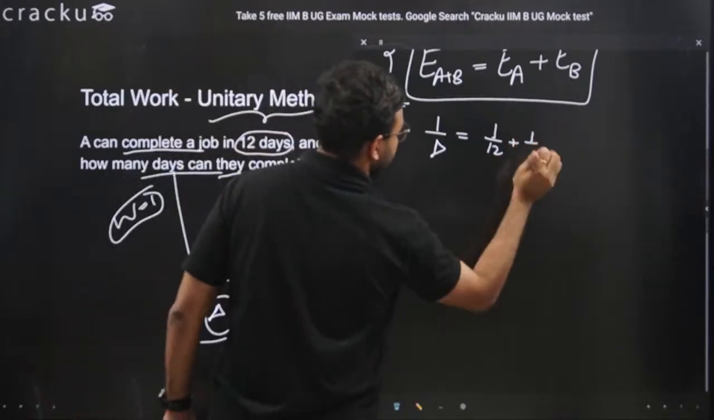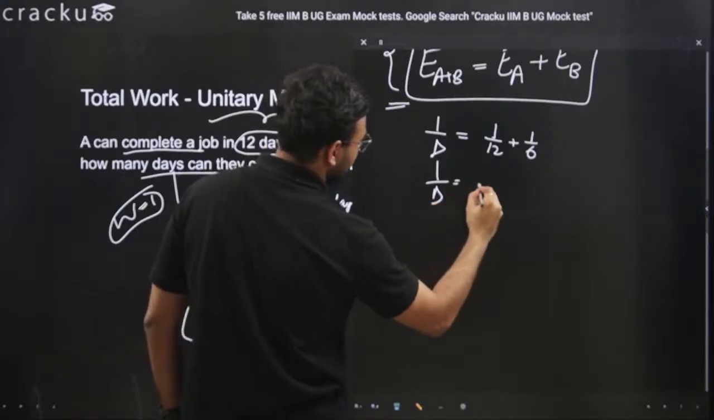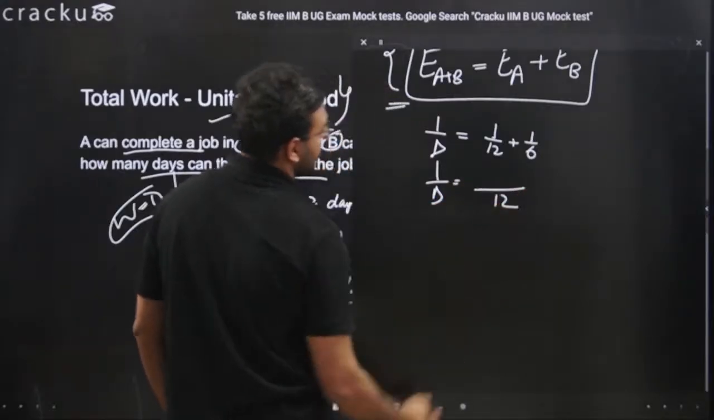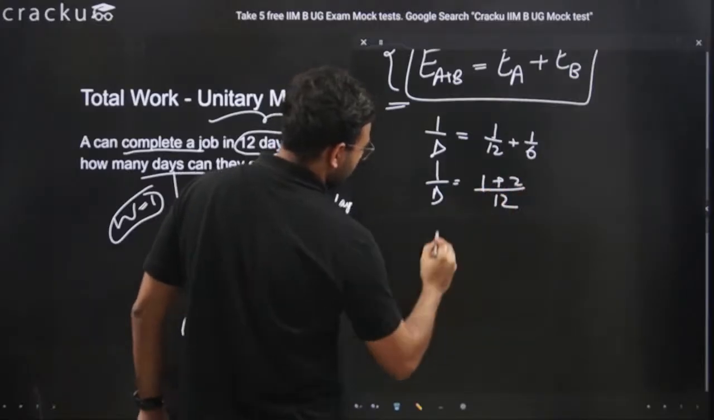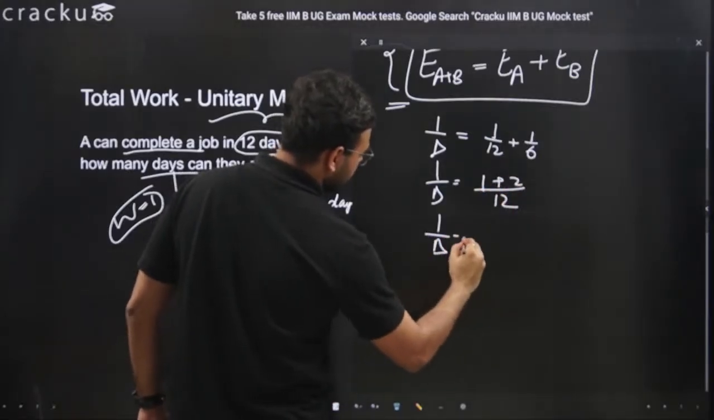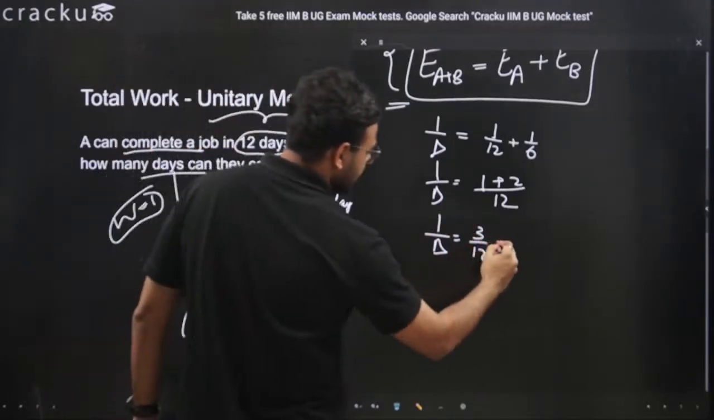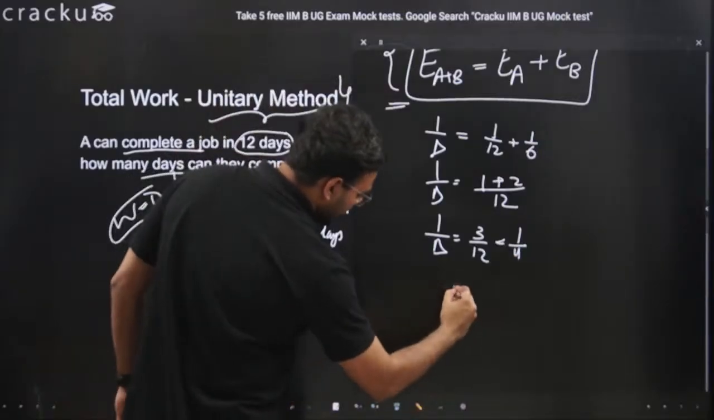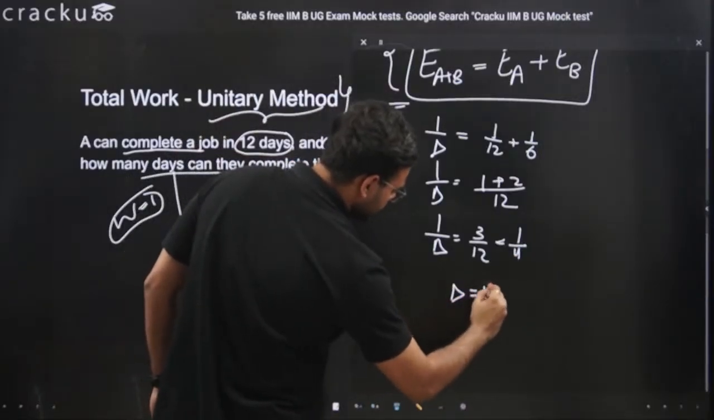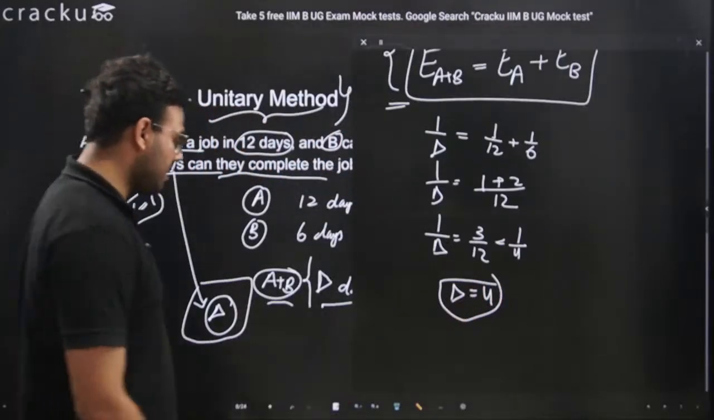We'll take the LCM as 12. Above, it will be 1 plus 2. So 1 by D is equal to 3 by 12, which is equal to 1 by 4. So 1 by D is equal to 1 by 4, and the value of D will be 4.